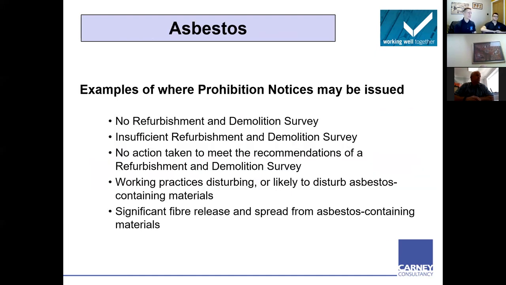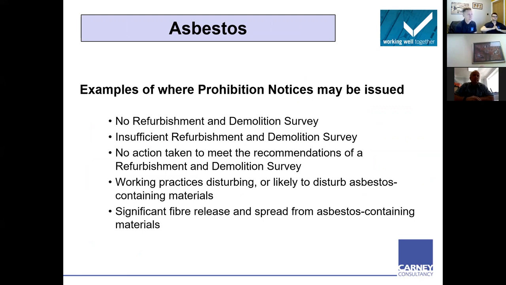Asbestos. Everybody knows it's in any building built prior to 2000. It stopped being used in 1999, which is quite recent, if I'm being honest with you. It's not too long ago, 1999. But what we've got in here is some examples where prohibition notices may be issued. And this isn't just plucked out of the sky, by the way. This is actually taken from the HSE's website.